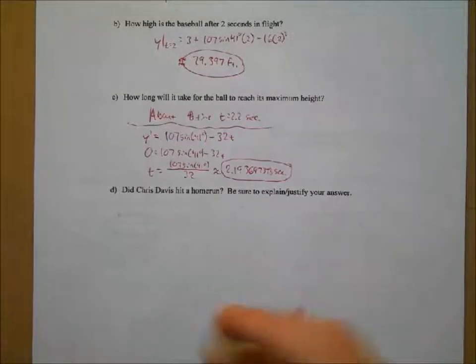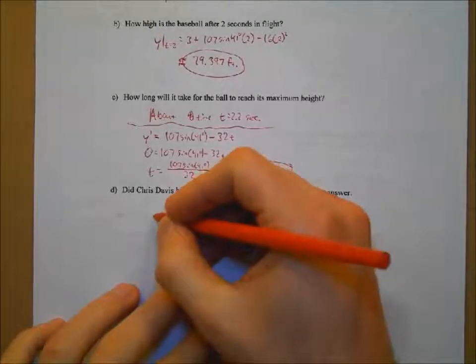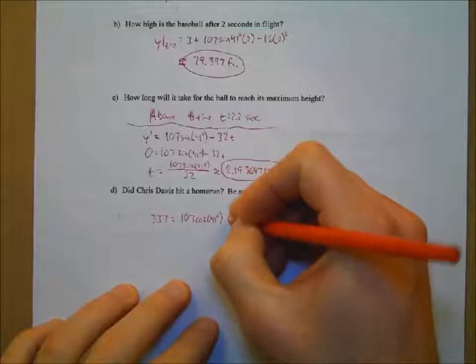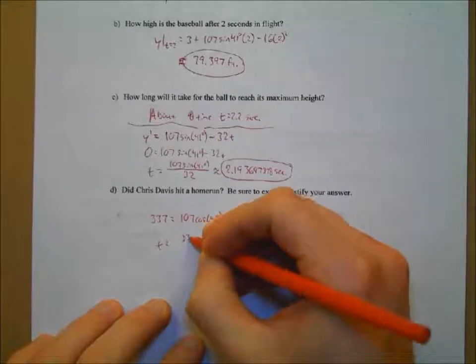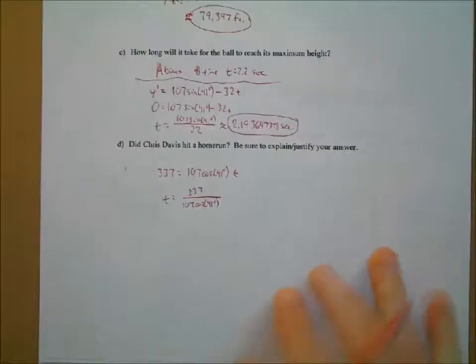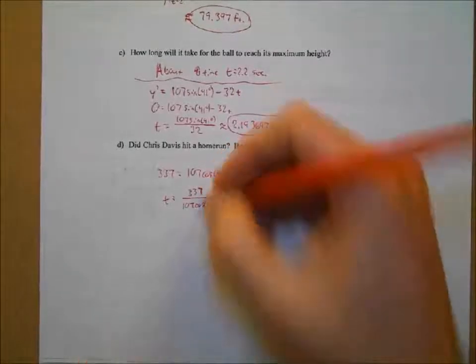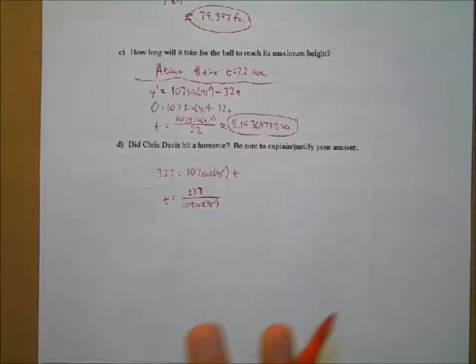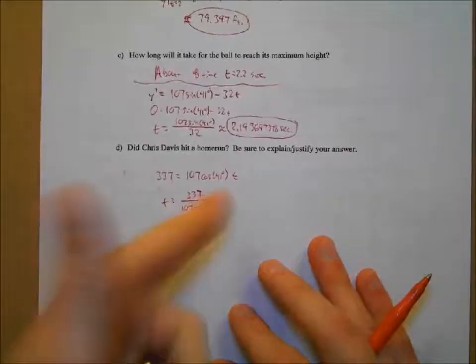So we're going to first figure out at what time the ball reaches a distance of 337 feet. So we'll say 337 equals 107 cosine of 41 degrees times t. In other words, the time is 337 over 107 cosine of 41 degrees. I would recommend against doing this division and rounding at this point. Leave it the way it is. I know it's kind of yucky to rewrite, but if you round, you're going to get error. So just keep that time. No intermediate rounding.